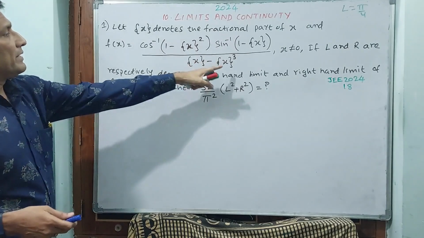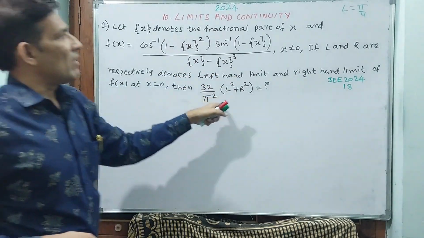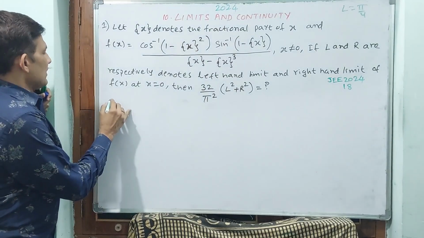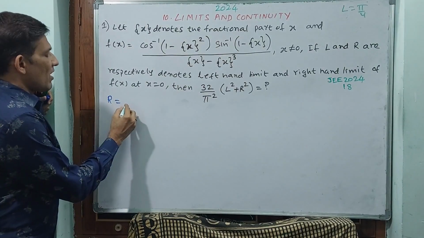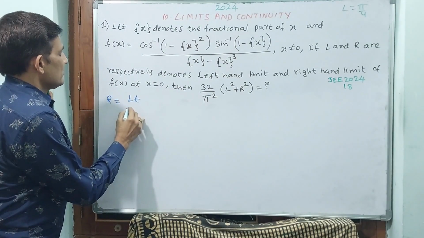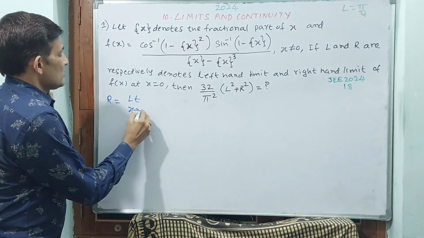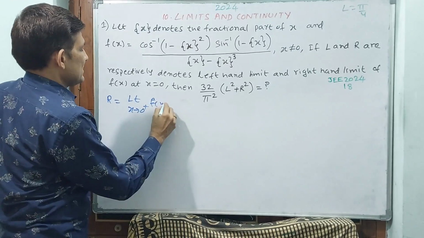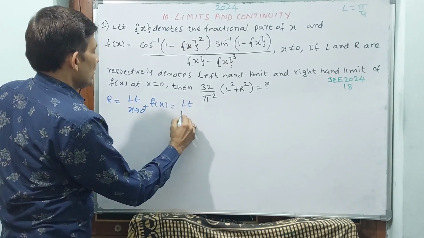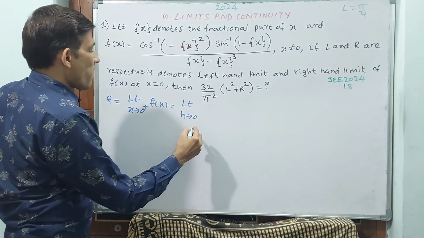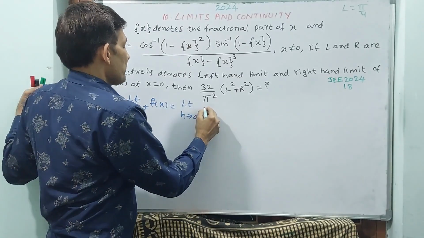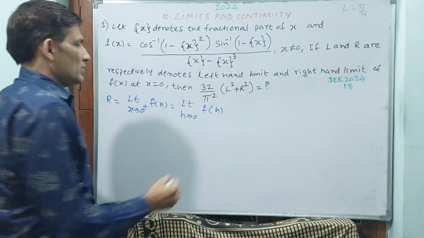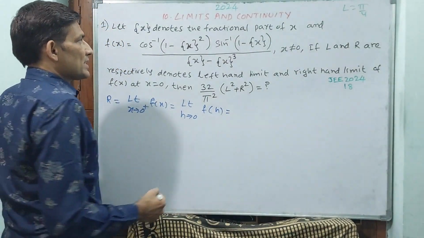Okay, now we will find R, because L we have already found and kept aside. Go for R. That means the right hand limit R is equal to the limit as x tends to 0 plus of f of x, which is equal to the limit as h tends to 0 of f of h only. For this, no problem.